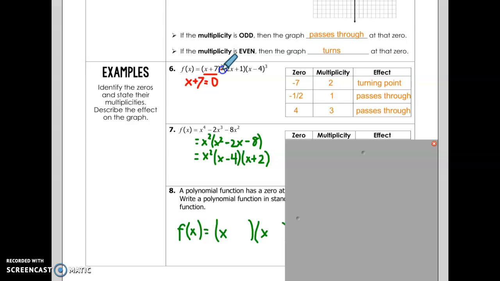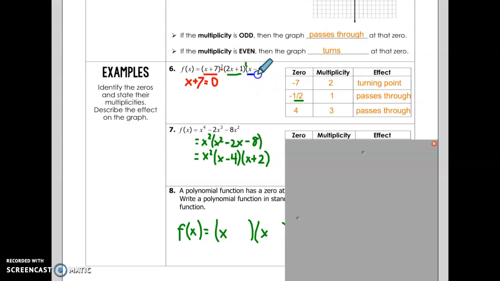And then we see that it shows up twice, so it's a multiplicity of 2, which means in the graph it's going to end up being a turning point. Okay, for the next one, if I set 2x plus 1 equal to 0 and solve for x, I would first subtract the 1, then divide by 2. So that 0 is negative 1/2. It only shows up one time. Okay, so its multiplicity is 1, which is odd, so that means it's going to pass through that 0. It's just going to be normal at that 0.